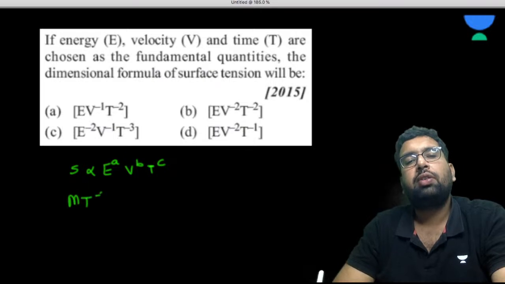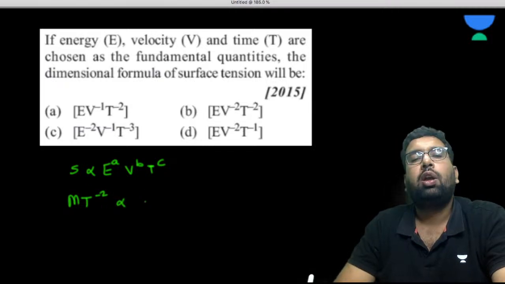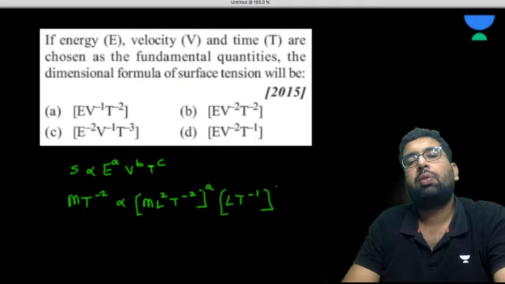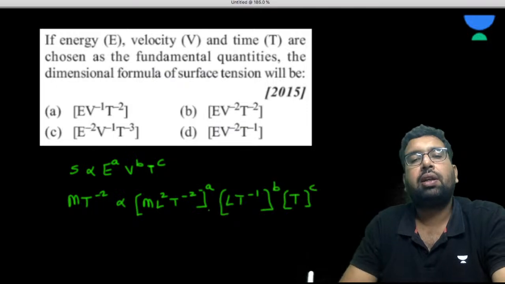So surface tension dimension is MT to the power minus 2, and this is proportional to energy. What is the dimension of energy? It is ML square T minus 2. Now we'll raise it to the power of a. Then we have LT minus 1, raised to the power of b. And then we have T to the power c.